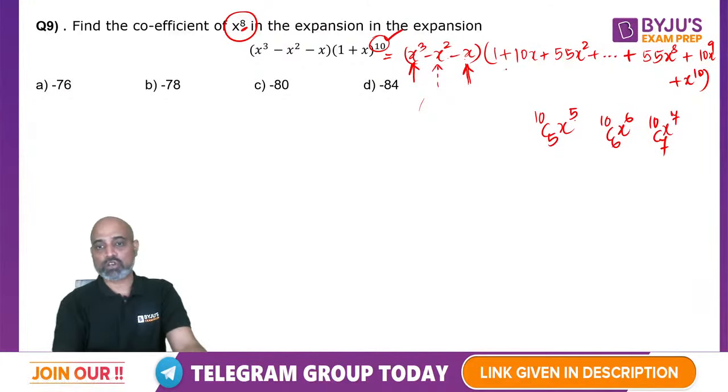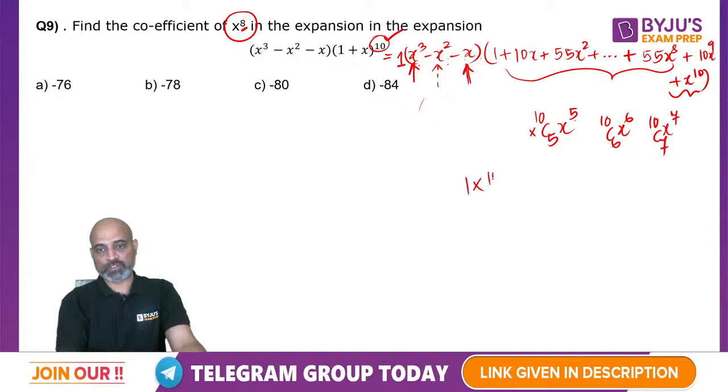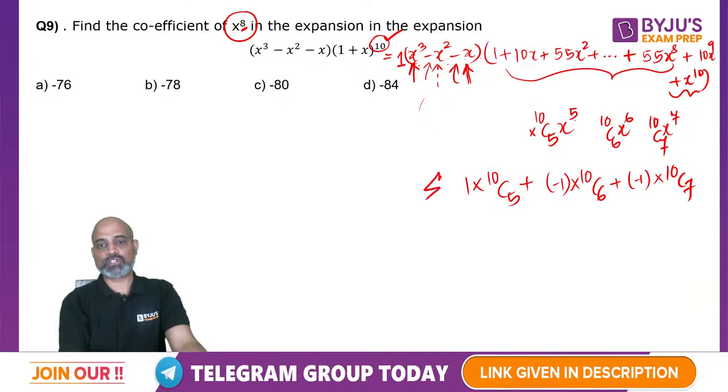Will I get any coefficient of x to the power 8 anymore? No, because each of these 11 terms from this binomial expansion will get multiplied with one of these three at least, no? The powers will obviously increase. So what will be the coefficient? Coefficient will be the coefficient of this into 10c5 plus this coefficient which is -1 into 10c6. Then this one, -1 into 10c7. So this is the sum of the coefficients as asked.